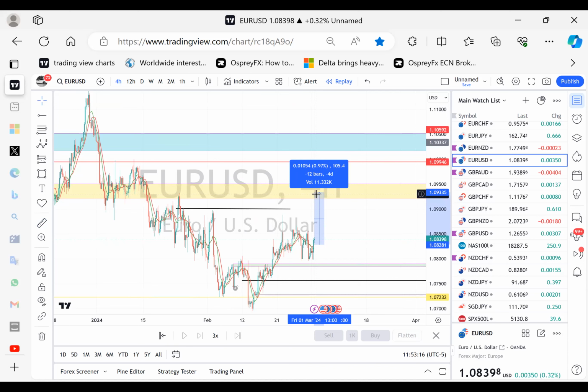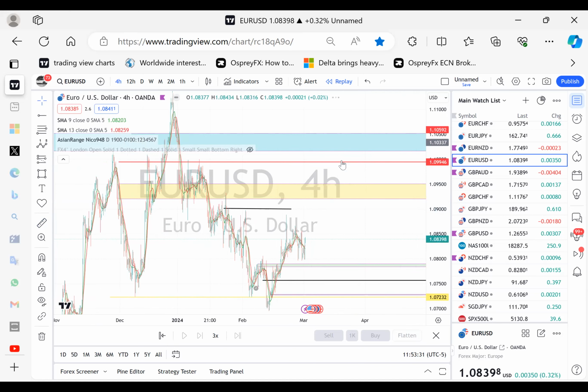And maybe we get that. If it keeps pushing higher, I would target these equal highs. So I'm bullish until this area. Then I have to see.